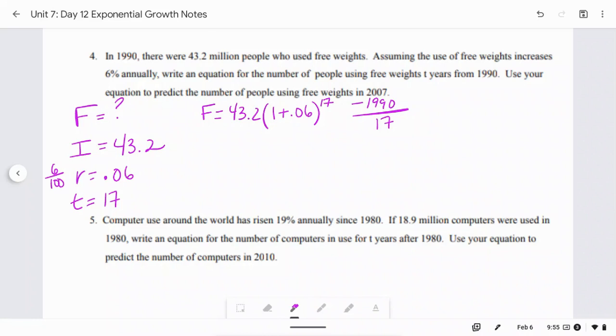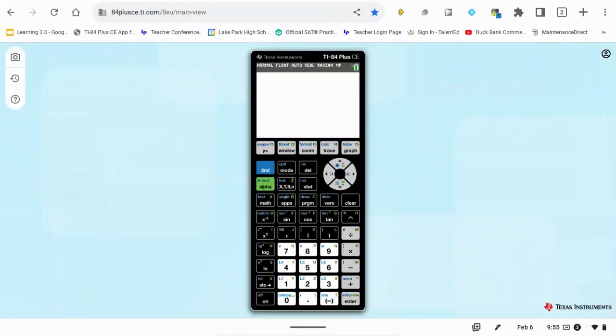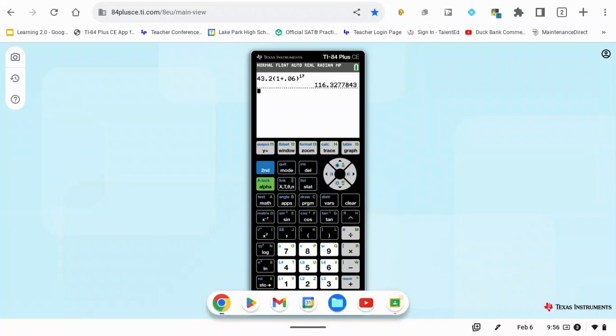Now, since we're talking about people, we're going to round to the nearest whole number in the calculator. So I'm going to type 43.2 parenthesis 1 plus 0.06 and then close the parenthesis to the 17th power. So if I round this to the nearest whole number, I'm just going to look at the number after the decimal point, which is a 3. And so I'm going to keep it as 116 instead of rounding up.